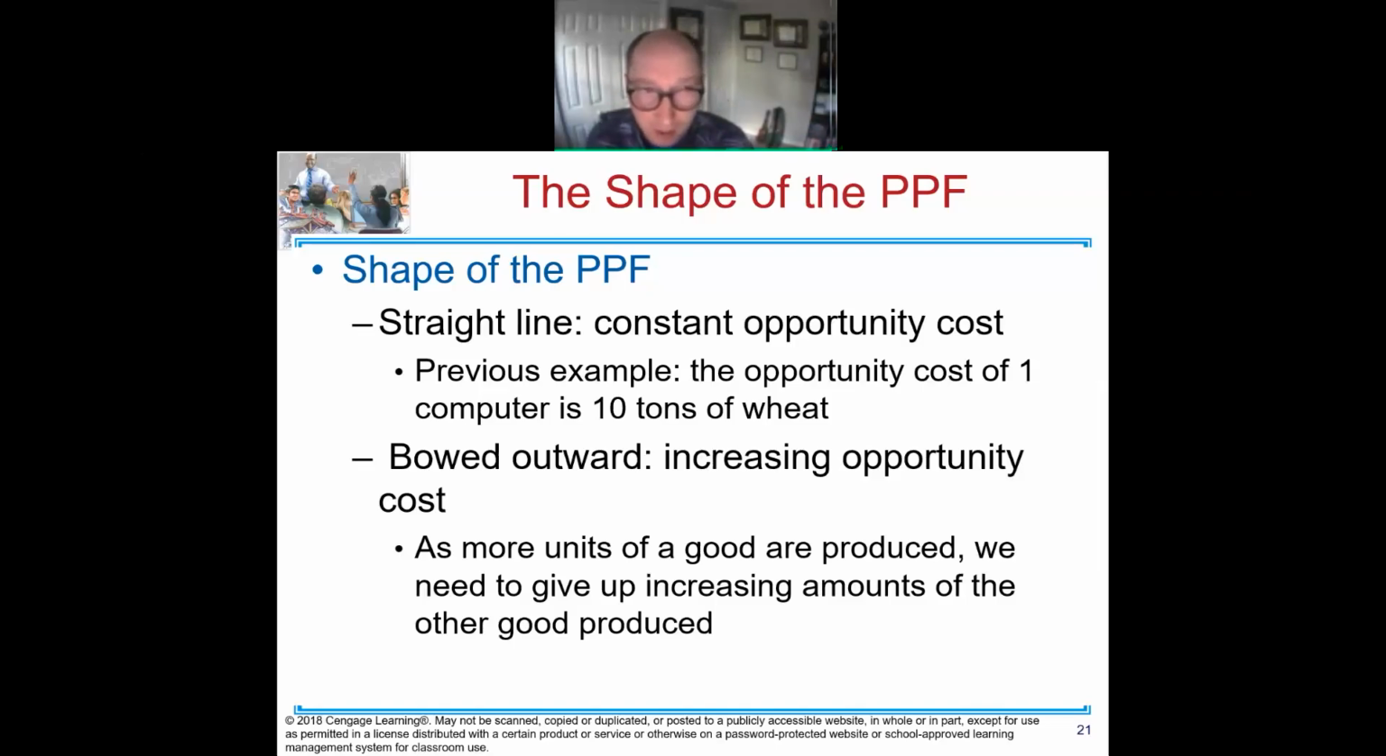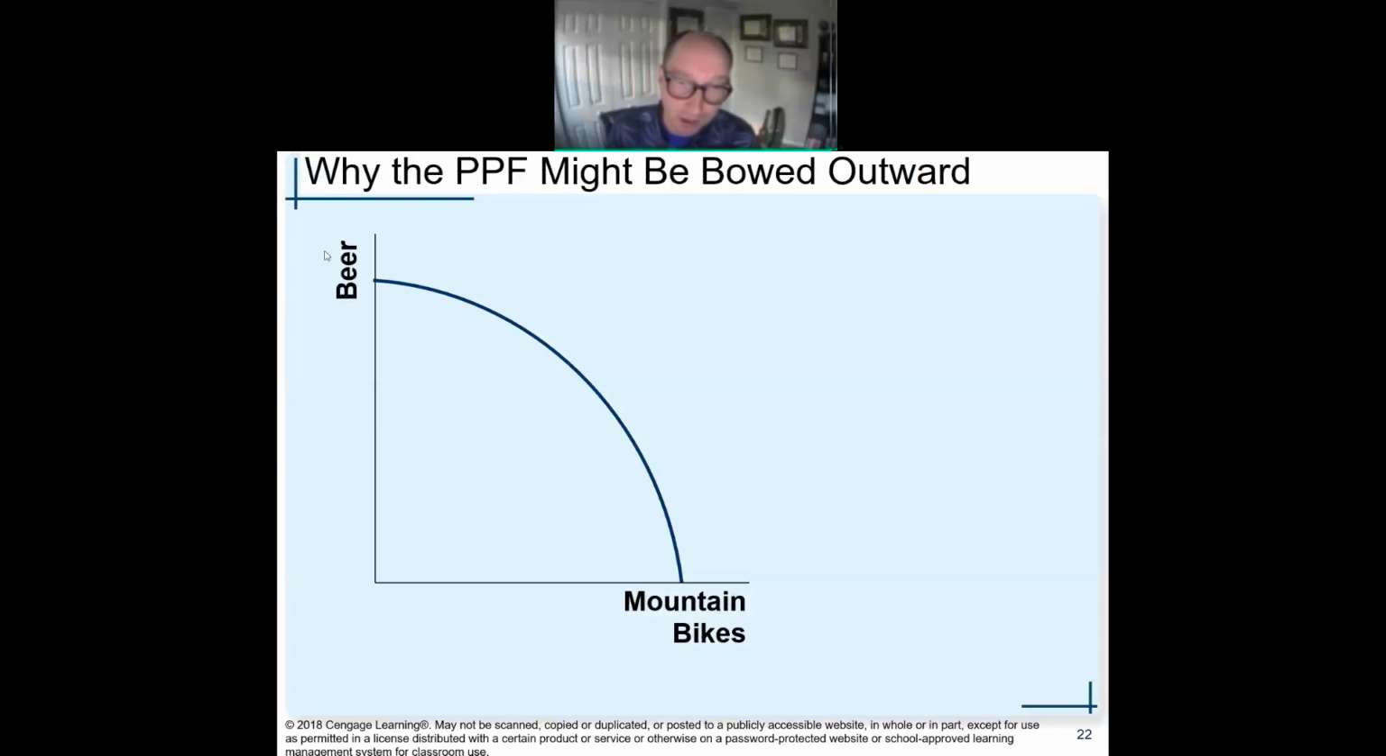If the slope is outward bowed, it means there's increasing opportunity cost with additional units of output. So each additional unit of output represents an increased cost for that level of output. Looks like this.